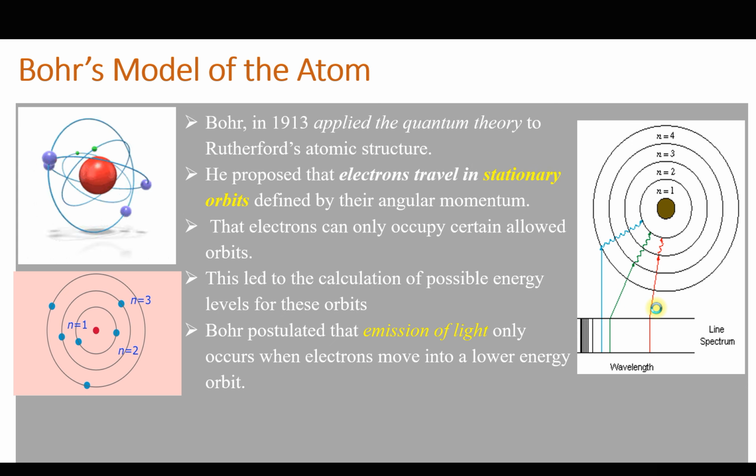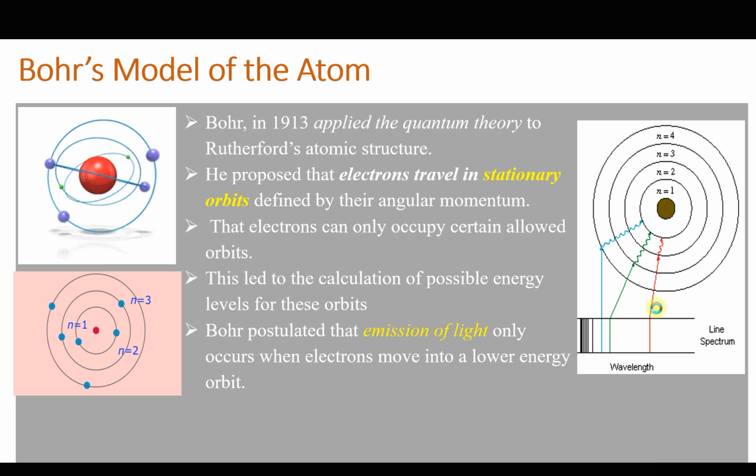Around 1913, Niels Bohr applied the quantum theory to Rutherford's atomic model, and he proposed that electrons travel in only certain allowed orbits, which we shall call stationary orbits. His argument was that when electrons are in these orbits, they do not emit radiation. So electrons move around the nucleus as had already been proposed by Rutherford.